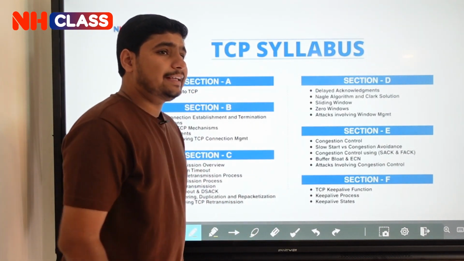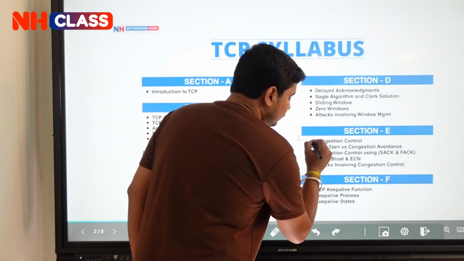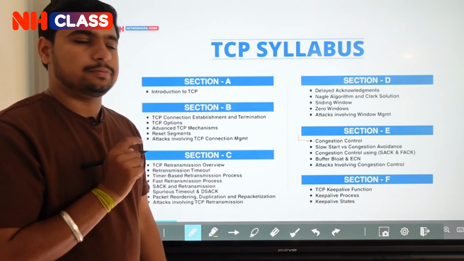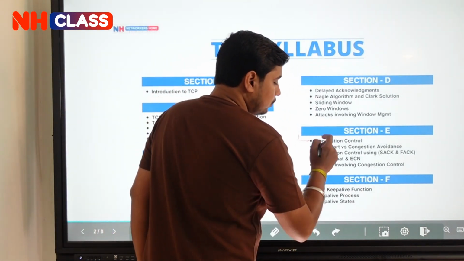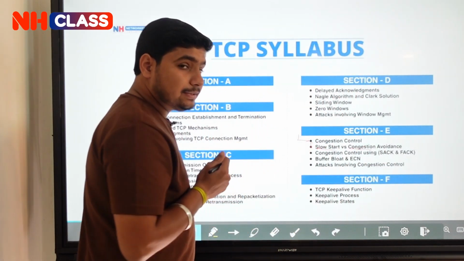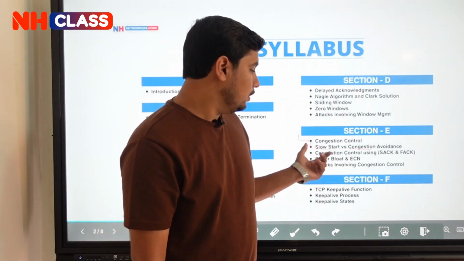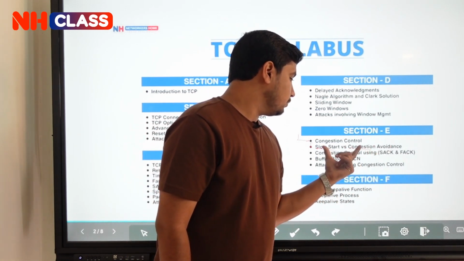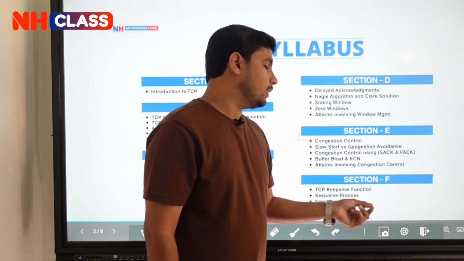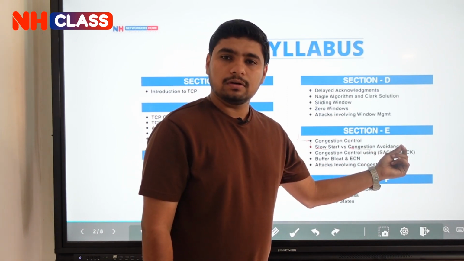The next section is section E. What is section E? Congestion control. Again, one of the important concepts from the interview perspective. In congestion control, what are slow start and congestion avoidance? Slow start is one of the congestion control mechanisms. How do we avoid congestion in a TCP network? There are some mechanisms which we have to use, and slow start is one of the mechanisms which we use for congestion avoidance.